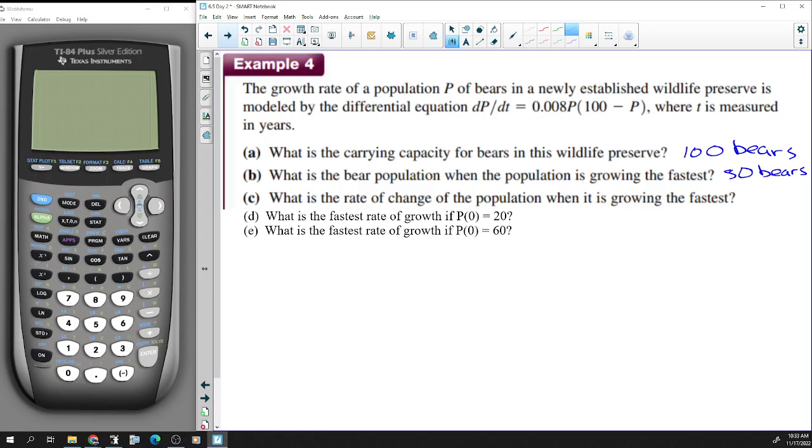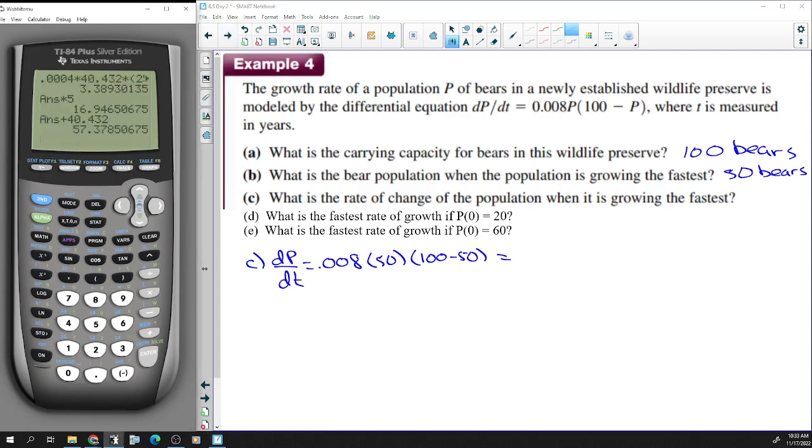What is the rate of change of the population when it is growing the fastest? We know it's 50, all right, but what is that rate? That's the question. So we have 0.008 times 50 times 100 minus 50, which ends up being 50 times 50. So 0.008 times 50 squared, let's say. So 20 bears per year. So that's when the bears are flourishing the most. You'll see an increase of around 20 per year.